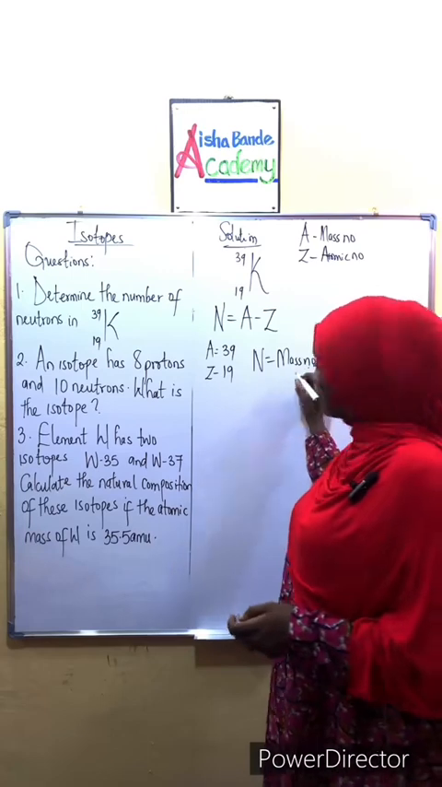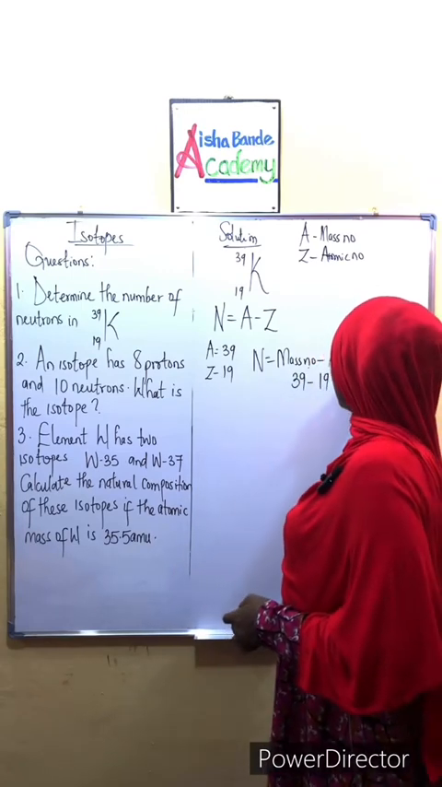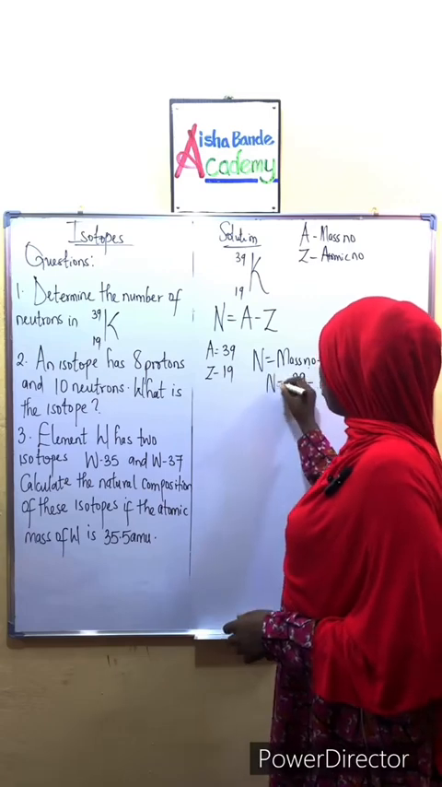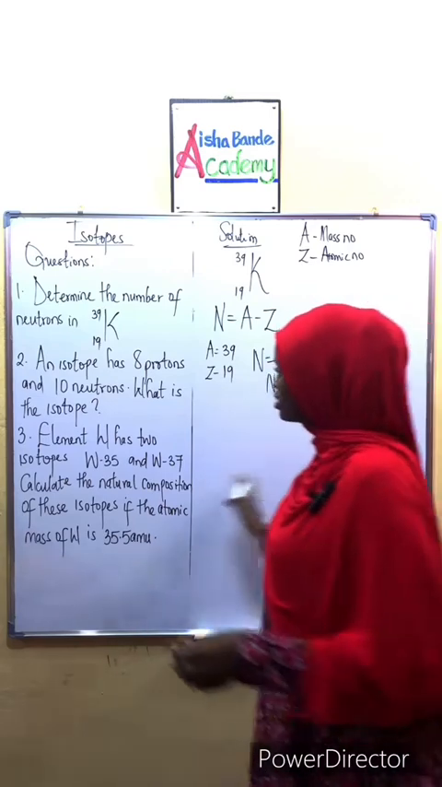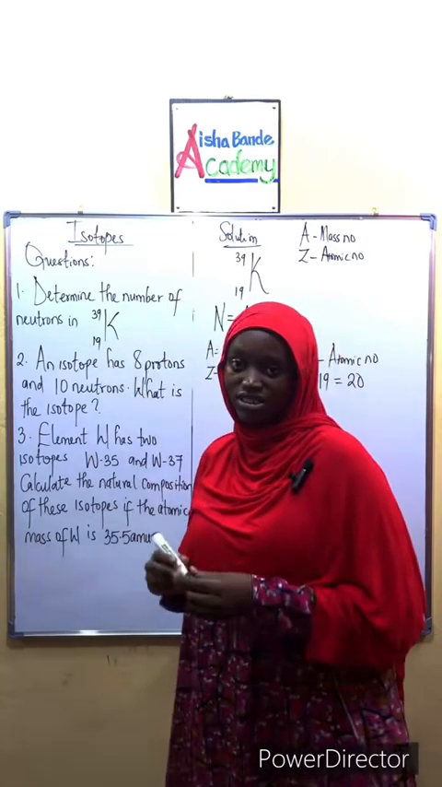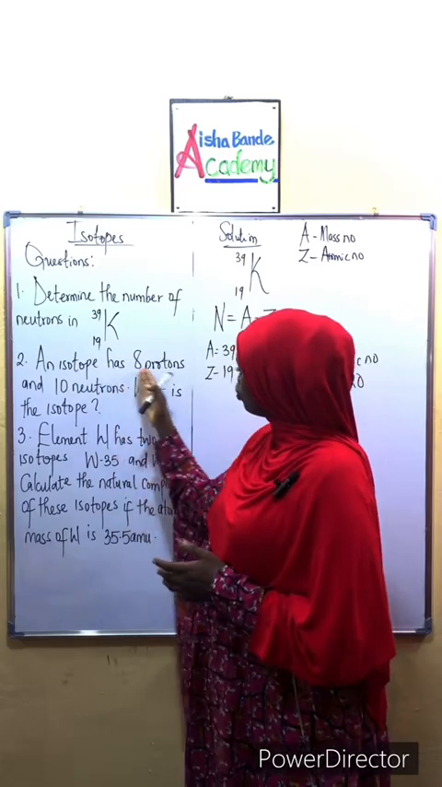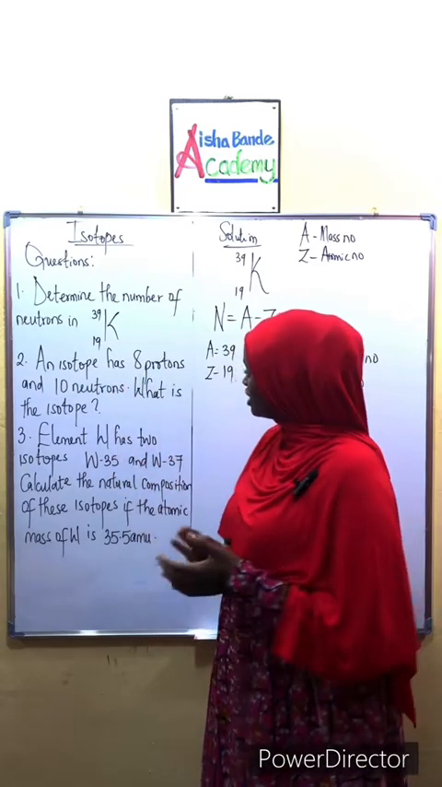And the mass number here is 39 minus the atomic number, which is 19, and the neutron here gives us a value of 20. Okay, so as simple as that. So the number of neutrons in this first question here is 20. Let's move on to the next question 2, which says an isotope has 8 protons and 10 neutrons.